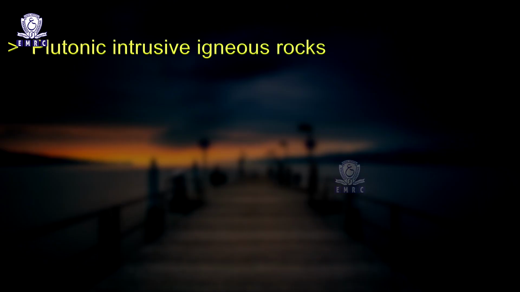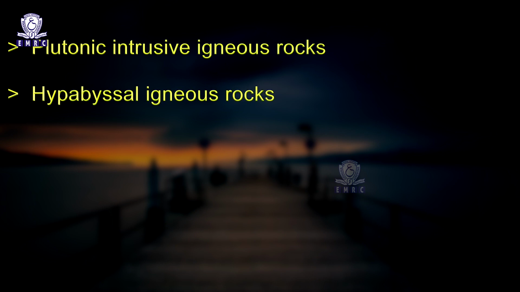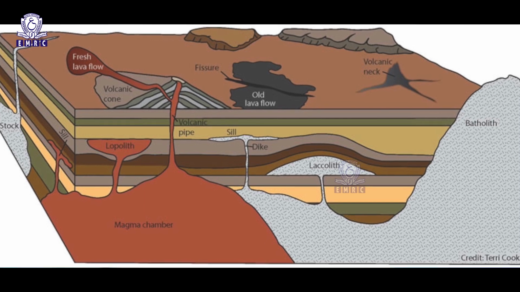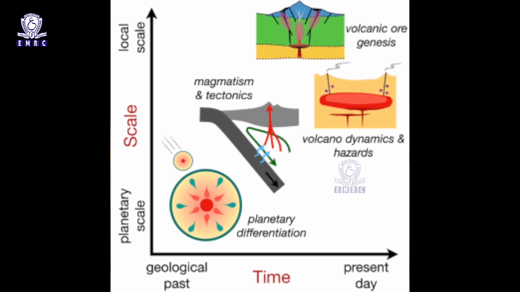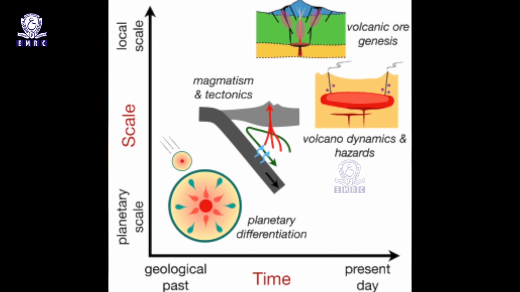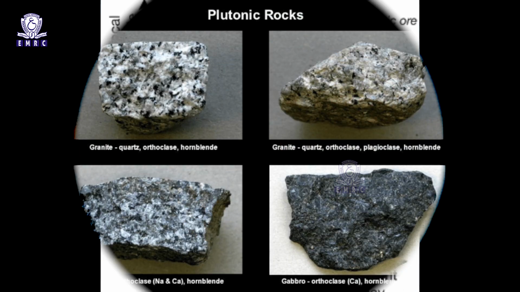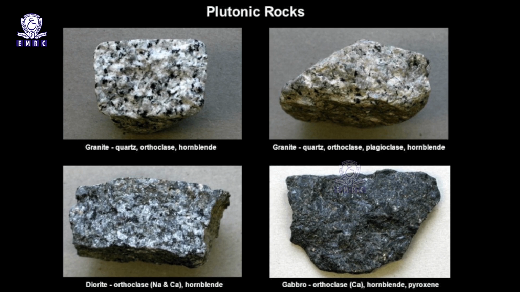On the basis of the depth of the place of cooling of magma, the intrusive igneous rocks are subdivided into 1. Plutonic intrusive igneous rocks and 2. Hypabyssal igneous rocks. Plutonic intrusive igneous rocks are formed when the magma is cooled and solidified very deep within the earth. They are called deep-seated igneous rocks. Since the rate of cooling of magma is slow because of the high temperature prevailing there, there is sufficient time for the full development of grains. Thus the plutonic rocks are very coarse grained.